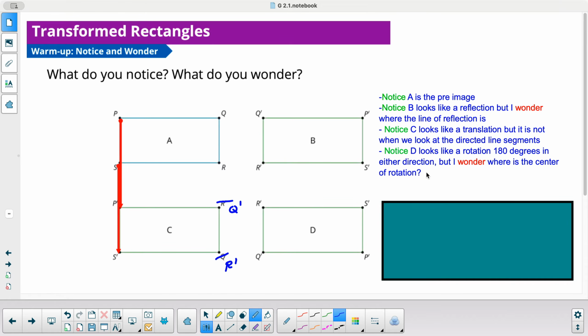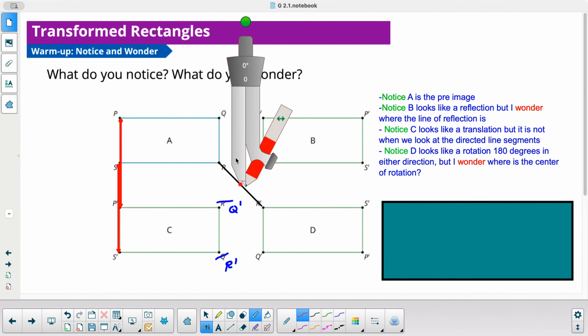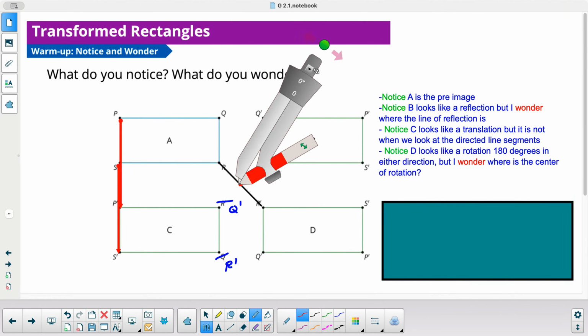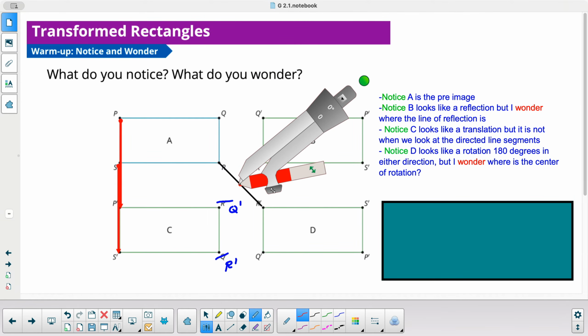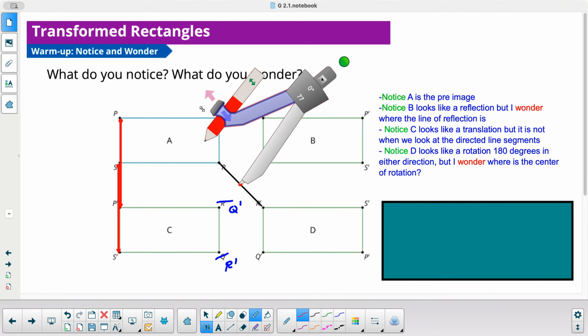Notice D looks like a rotation of 180 degrees in either direction, but I wonder where the center of rotation is. So kind of like I did before, you could probably find the center of rotation here if I found the midpoint of this. If I connect these and find the midpoint. So somewhere like right around here, that's going to be my center of rotation to swing this all the way around. And you can kind of tell here, if let's say I put this right here at the center, and let's just pick a point here. Let's take, let's go to Q.